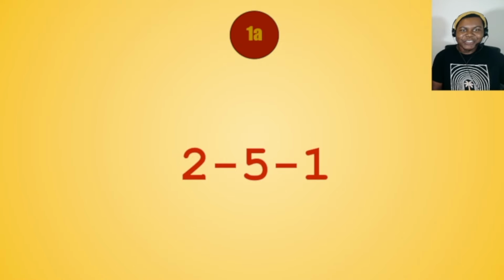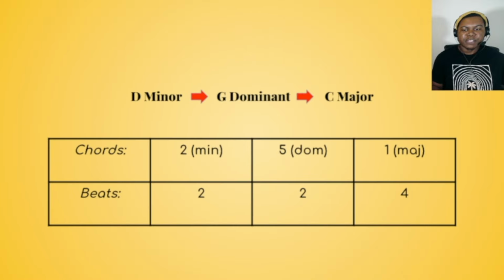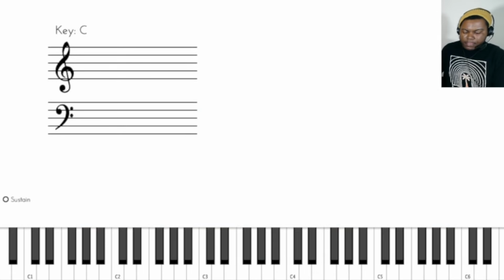So, it's titled 1A for a reason. I don't want to get too far into today's lesson without going over 251s. So, as we know, we're in the key of C. And before we get started, I'm using the number system and I'm using letter names and chord names. So, we are in the key of C and we're doing a 2-5 in C. So, that's going from D minor to G dominant to C major. So, that sounds something like this.